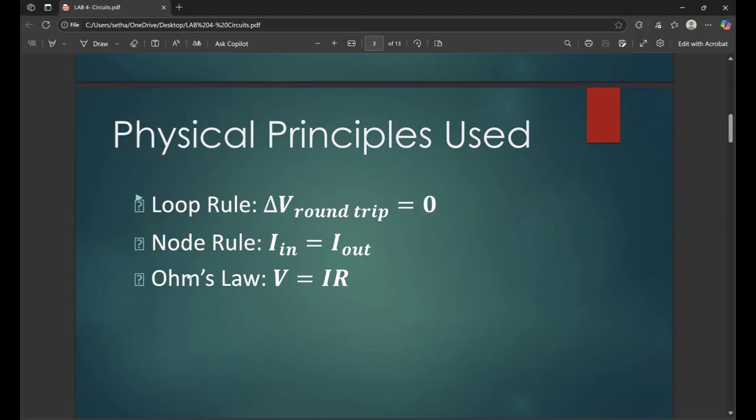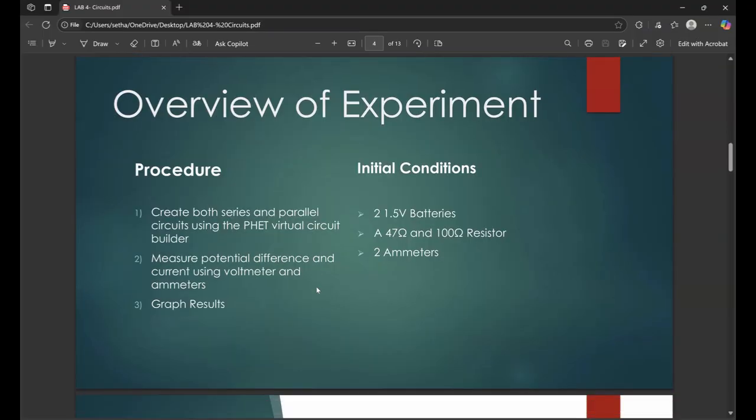So, overview of the experiment. For our procedure, we're going to create both series and parallel circuits using the PHYS virtual circuit builder. We're going to measure the potential difference and current using the voltmeter and the ammeters, and then we're going to graph the result. For our initial conditions of the experiment, we start with two 1.5 volt batteries, a 47 ohm and 100 ohm resistor, and 2 ammeters.